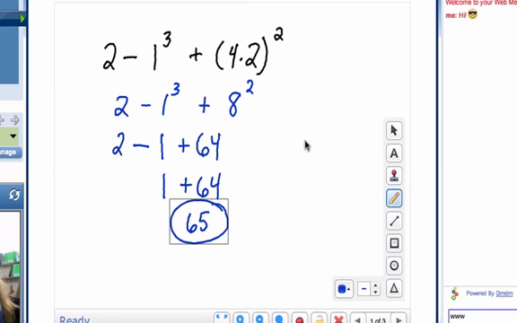Now it's important to remember the order of operations lets us know what order we perform these operations. If you perform them in a different order, you're going to get a different answer, and it doesn't have the same value. So that's a lot of times what you're going to do in math is try to keep the same value. So you can see if I would have added 64 and 1 together, that would have given me 65. 2 minus 65 would not give me the same answer that I got here.